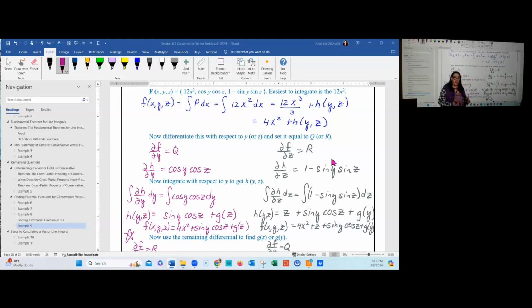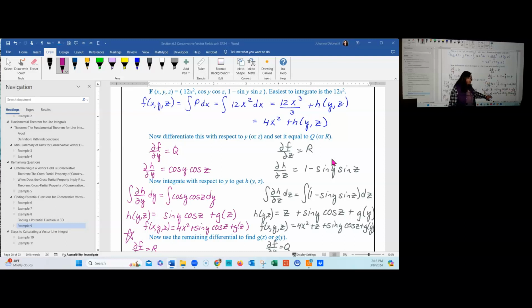In order to find a representation for h as a function of y and z, I integrate both sides with respect to z, and this will give me h as a function of y and z equal to z plus sine y cosine z, since the integral of negative sine z is a positive cosine z, and sine y repeats as a constant factor. My constant term is a function of the variable that hasn't been used yet, g as a function of y.